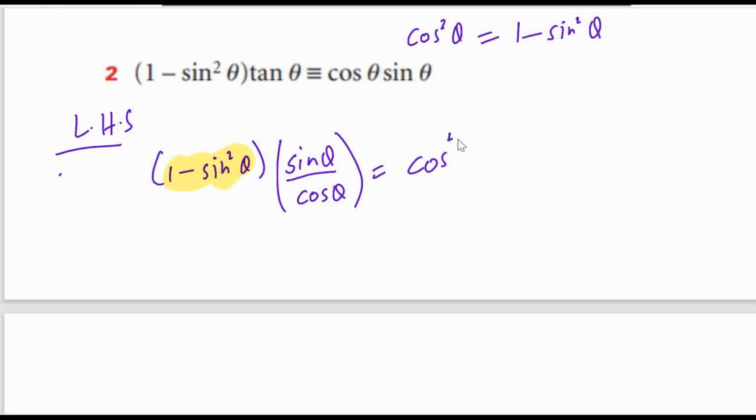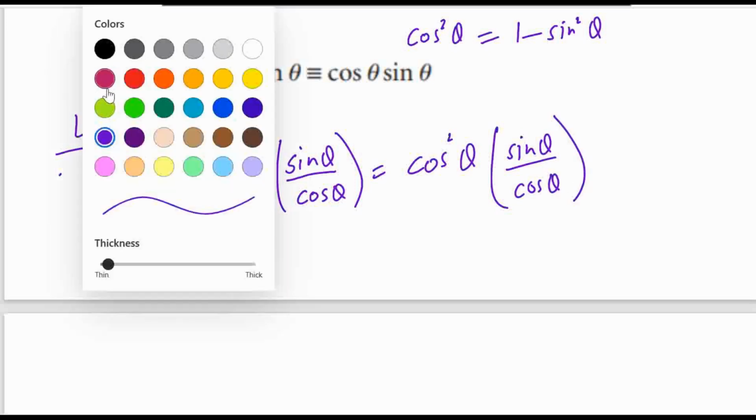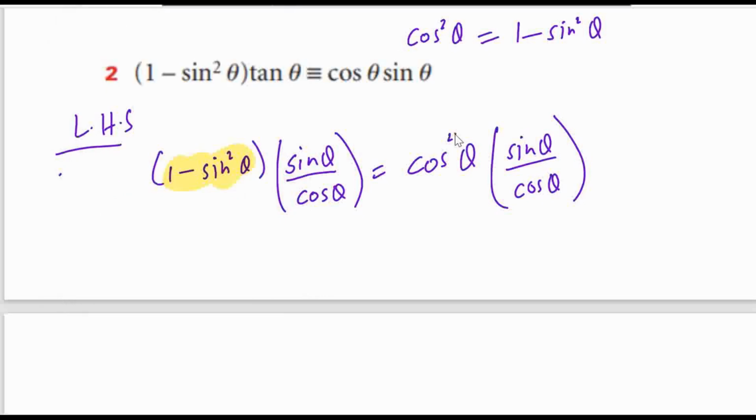So this will be cos square theta sin theta by cos theta. And similarly again we can cancel out this square with this cos theta. So the answer will be cos theta sin theta. So this will be the right hand side. I hope that the concept is clear.